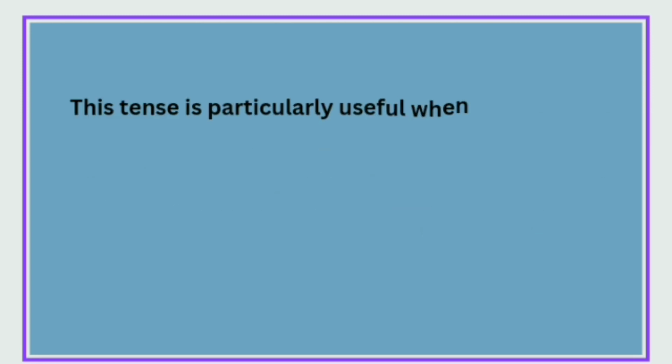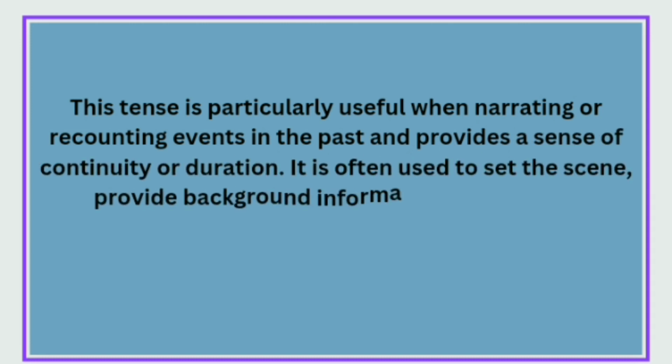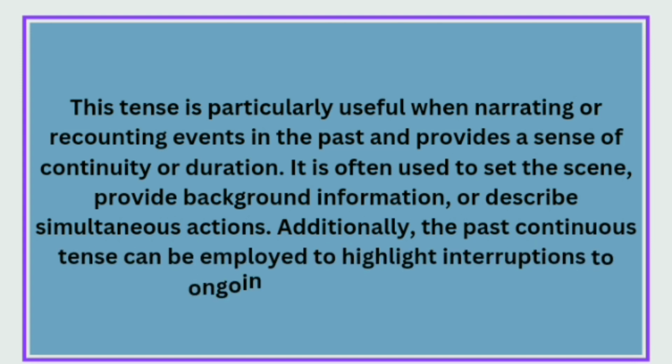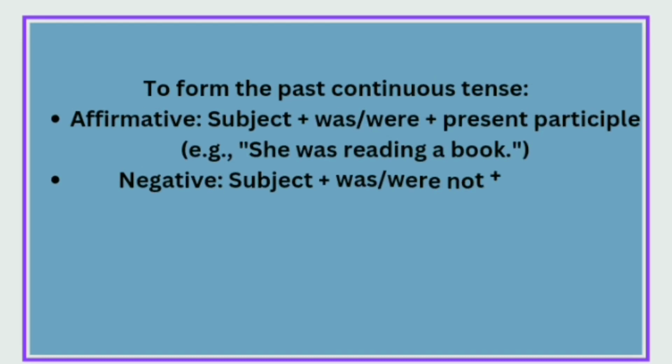This tense is particularly useful when narrating or recounting events in the past and provides a sense of continuity or duration. It is often used to set the scene, provide background information, or describe simultaneous actions. Additionally, the past continuous tense can be employed to highlight interruptions to ongoing actions in the past.